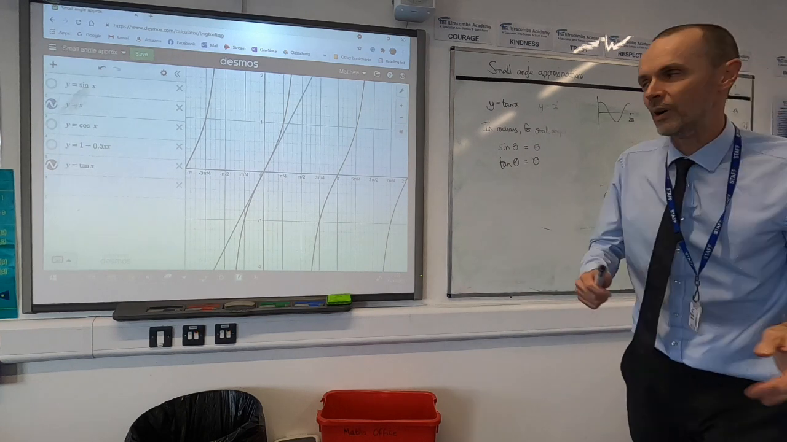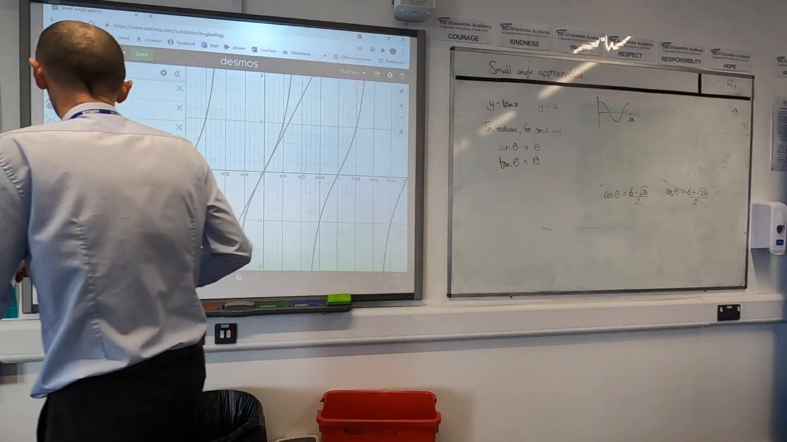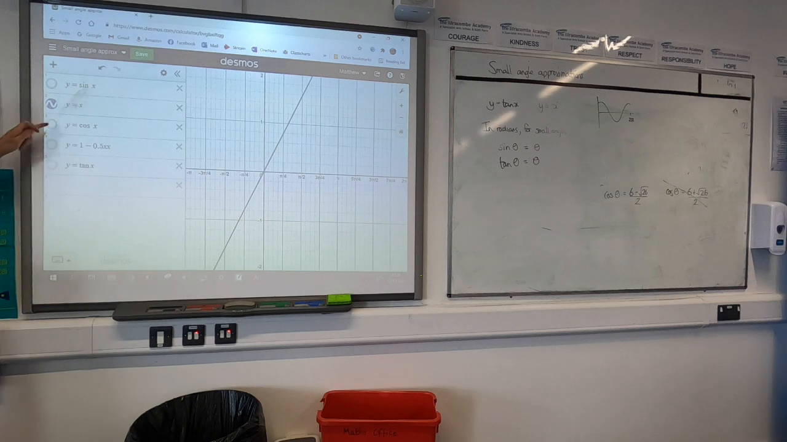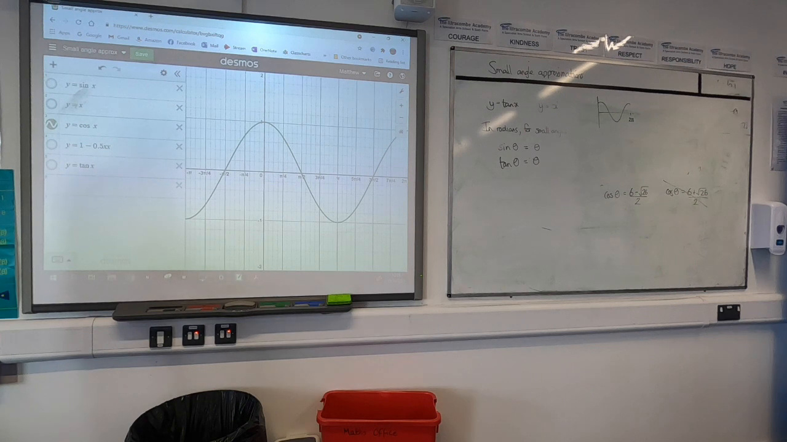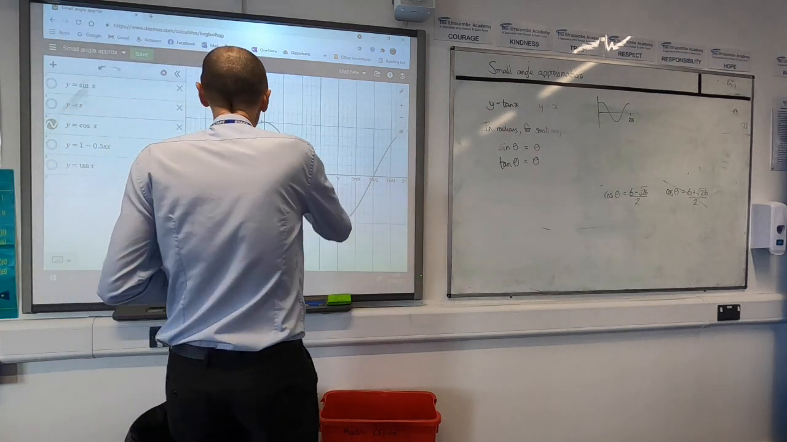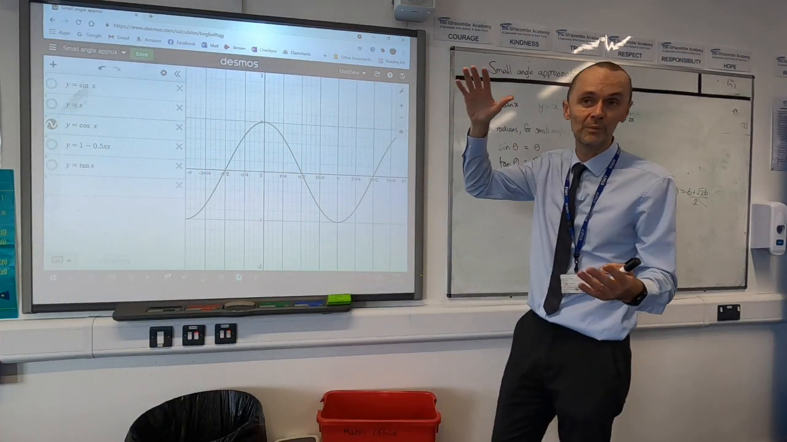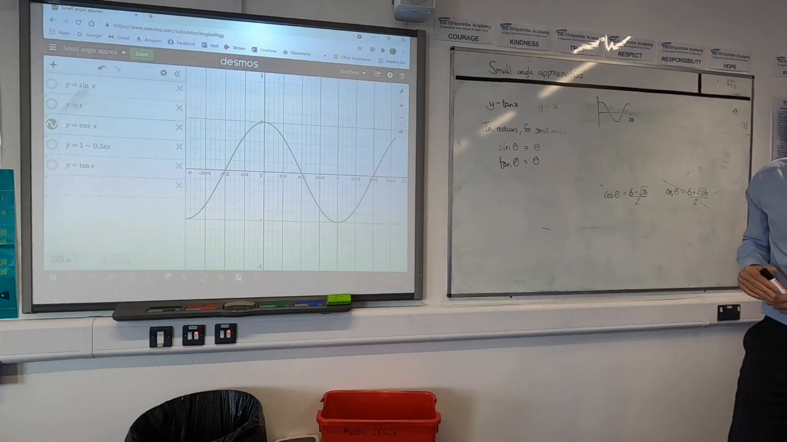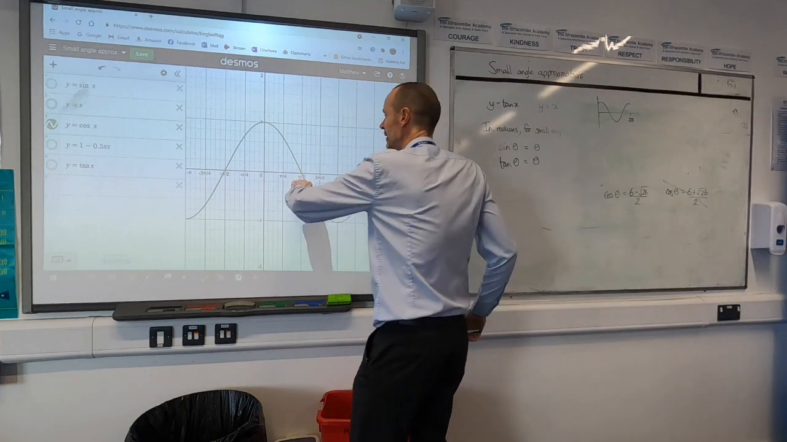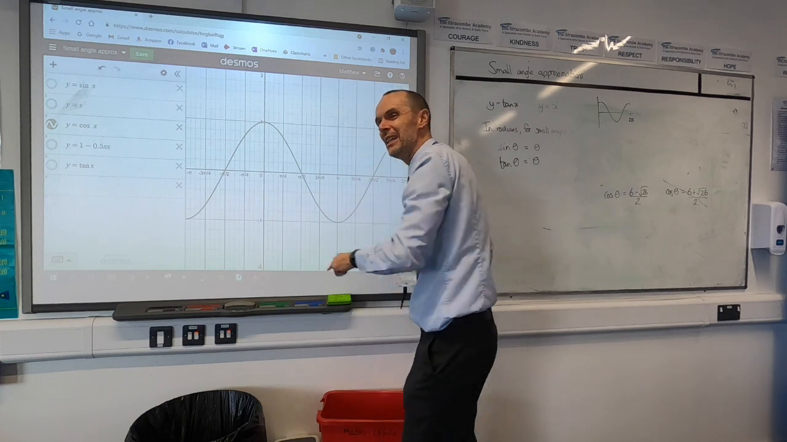Now there's always someone that spoils it, isn't there? And yeah, cos really spoils it. So okay, we can't use the y equals x line. The cos of an angle isn't going to be the same as the angle, and we know this because the cos of 0 is 1. Couldn't be more different.